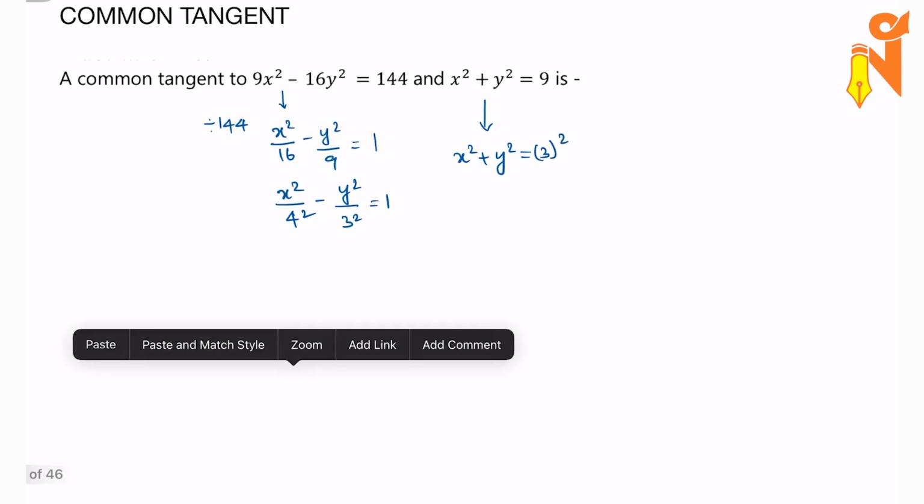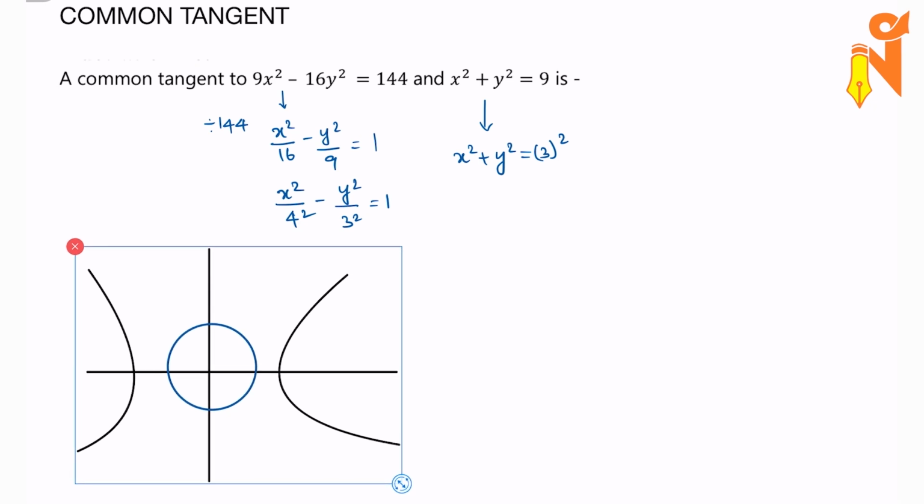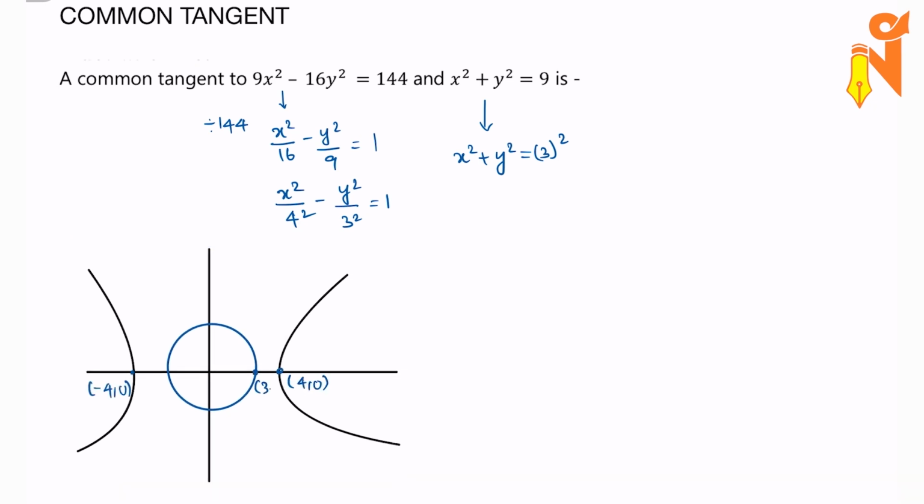If you draw the diagram of it, it will be something like this. So the vertex is 4, 0 and this point will be 3, 0. So they are asking to find the common tangent. It could be 1, 2 or 3. So common tangent is something like this, the line which is a tangent to both the curves. This is one of the common tangents. How will you find this? By using the slope form of tangent for both the curves.